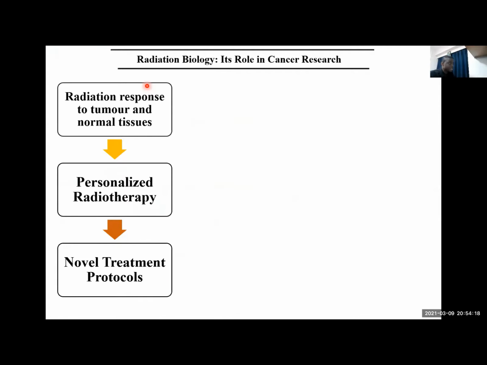So I believe that there are three roles by which radiation biology plays in cancer research. One is understanding the tumor response to radiation and normal tissues, the mechanisms that underlie this response. And second is understanding biological radiotherapy. This is basically using biological factors to further improve radiotherapy treatment. And thirdly is to use biological factors to improve treatment protocols, especially in the areas of drug discovery.